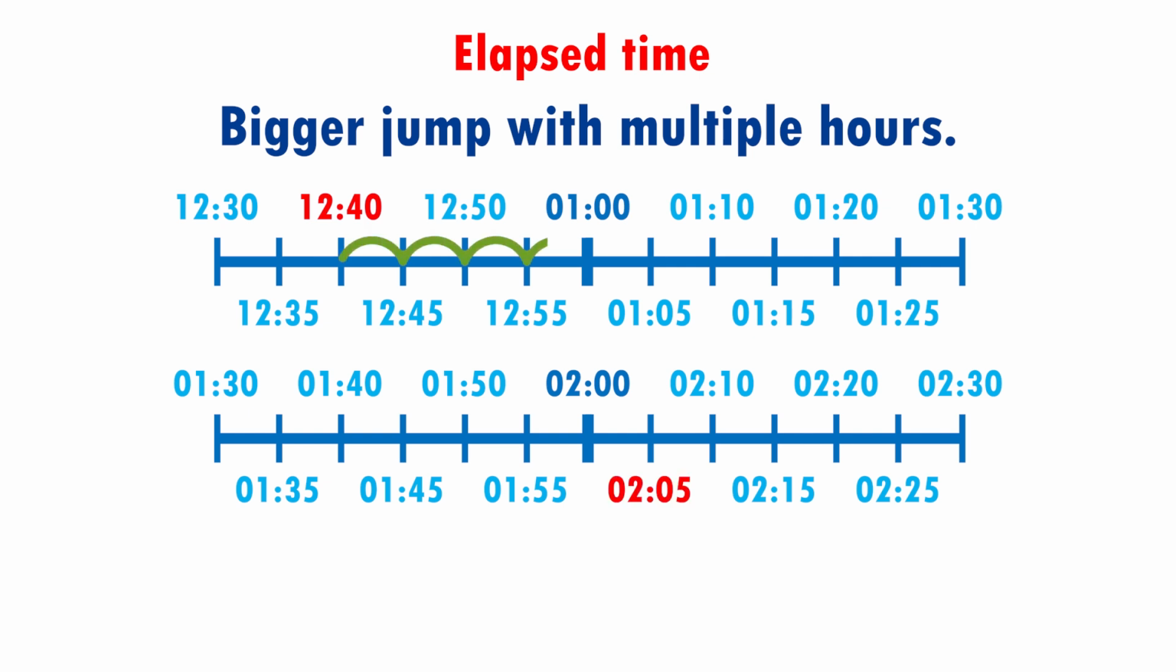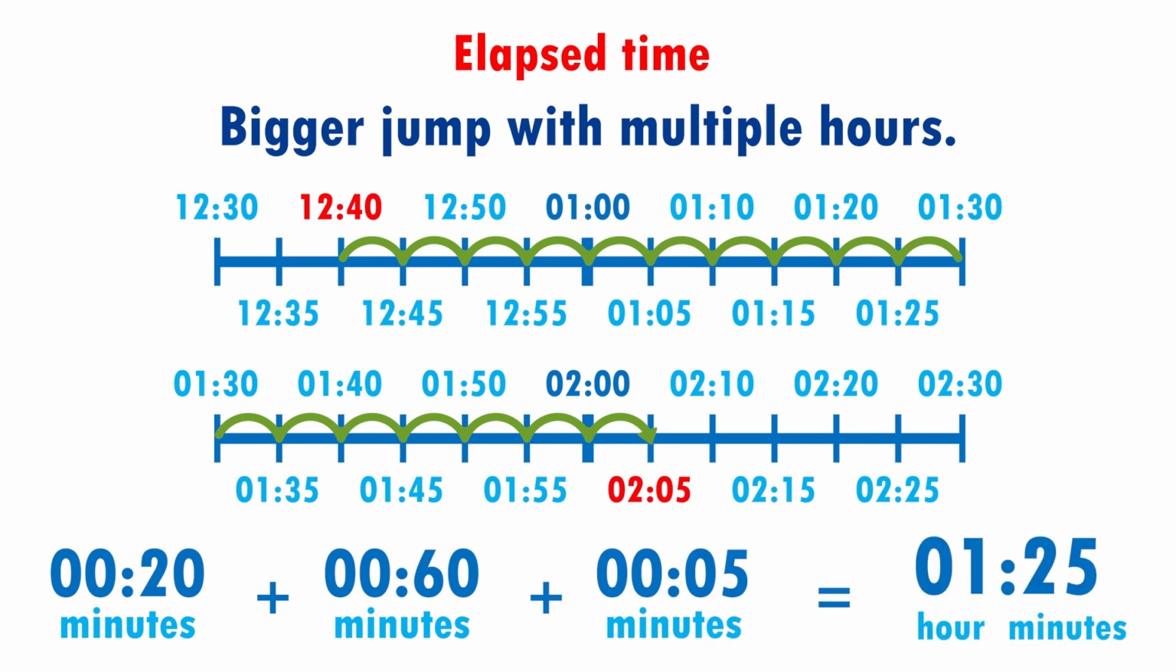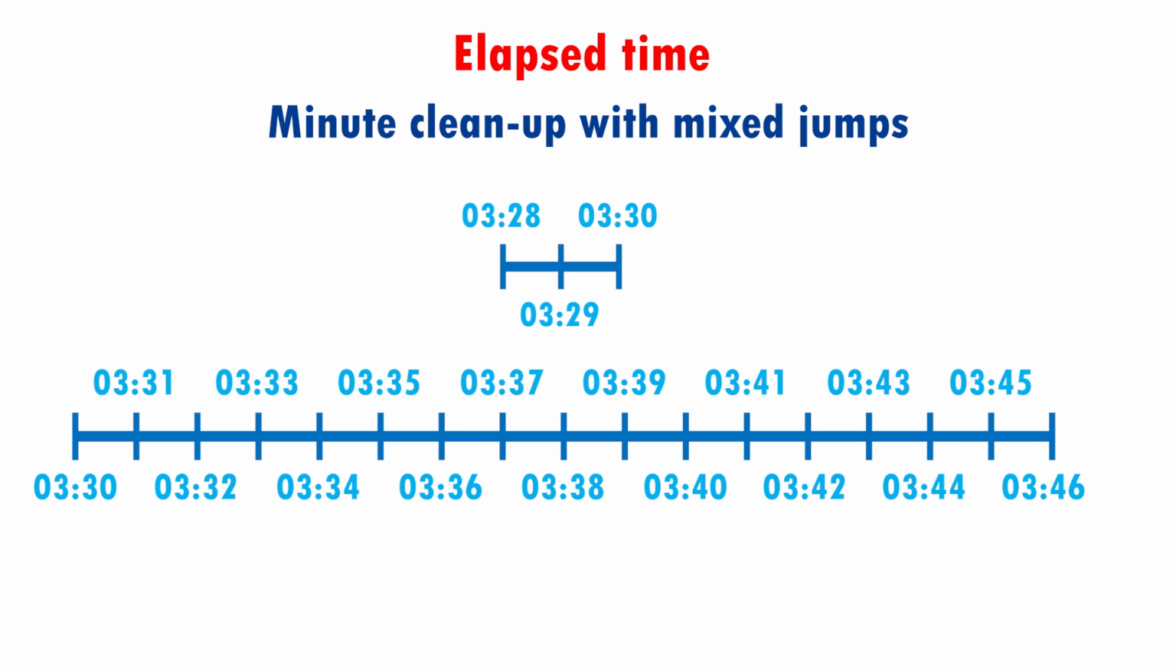Library time goes from 12:40 to 2:05. From 12:40 to 1 o'clock is 20 minutes. From 1 o'clock to 2 o'clock is 60 minutes. From 2 o'clock to 2:05 is 5 minutes. The total is 1 hour 25 minutes. Super easy, right?